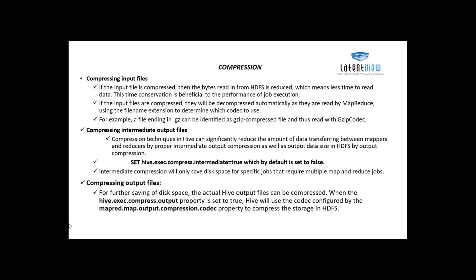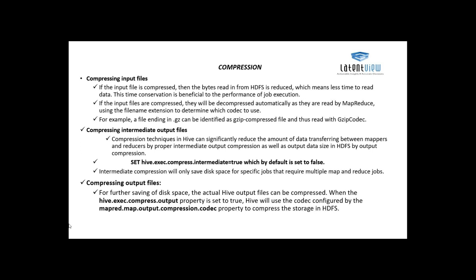And then finally, the most important thing is compressing your output file. If you want to save more disk space, whatever output the Hive query is going to produce, you can also compress that. How can you achieve that? You can do it with two things. One is setting the hive.execution.compress.output property to true. And internally Hive will use the codec that is configured by the mapred.map.output.compression.codec property. This part might be slightly confusing.